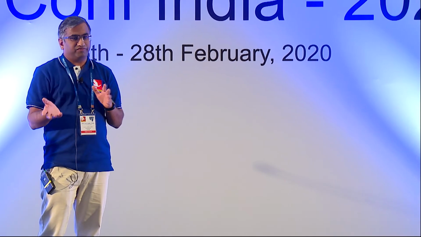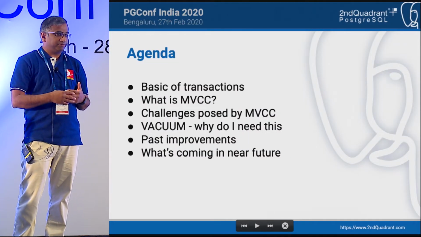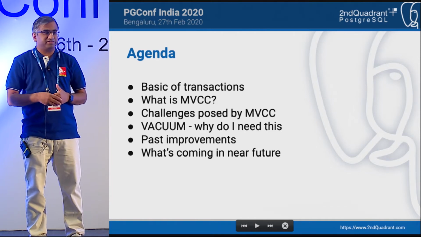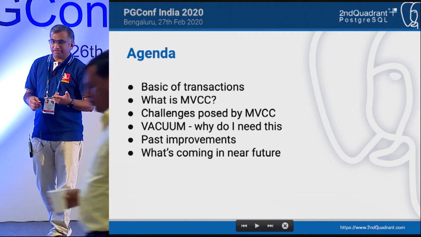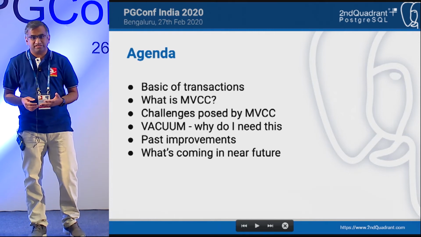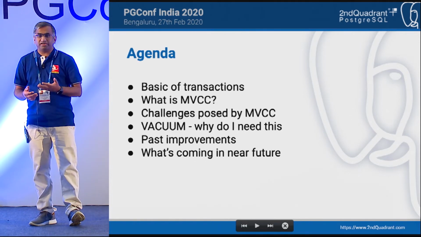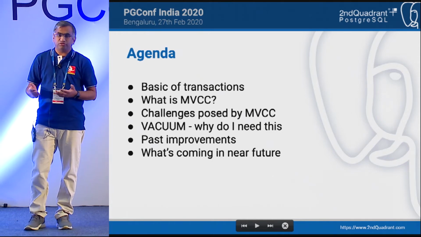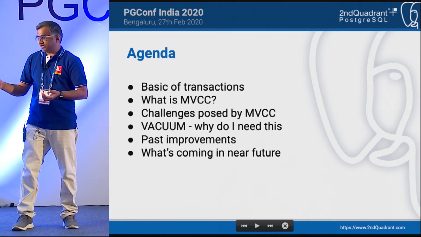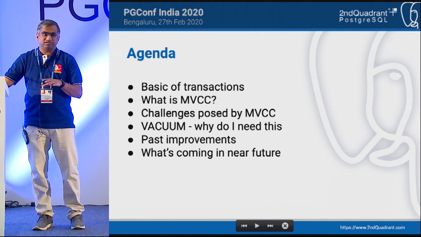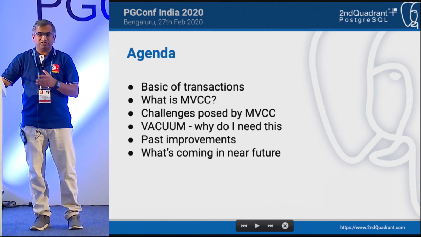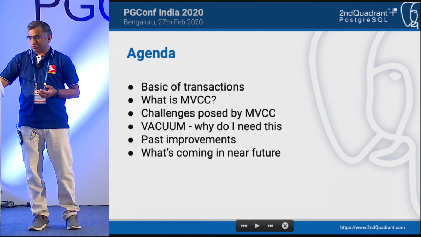So that's the agenda for this talk. I'm going to start with the basics of transactions and then how MVCC is used to support various characteristics of transactions in Postgres. What are the challenges posed by the MVCC implementation in Postgres, and then how we are trying to mitigate those challenges over the last few years, and what are we going to do in future. Obviously, an MVCC talk cannot be complete without telling you about how vacuum works. I'll go into that briefly as well.